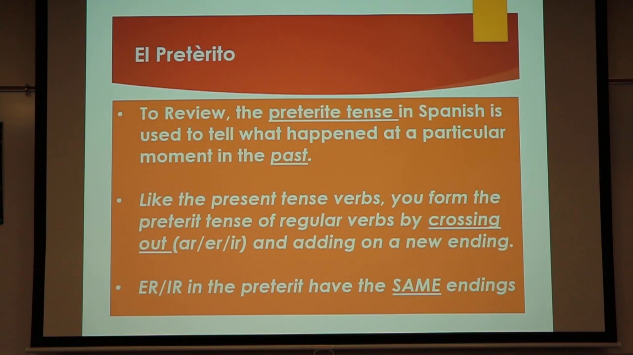To review a little bit, the preterite tense in Spanish is used to tell what happened in a particular moment in the past. Like the present tense verbs, you form the preterite tense of the regular verbs by crossing out the ending, AR, ER, or IR, and adding a new ending. The ER and IR in the preterite have the same ending. So let's see what that looks like.